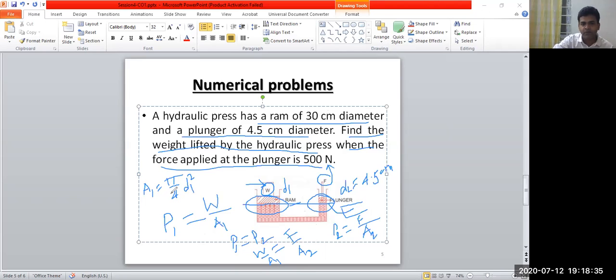Similarly, we can compute A2. A2 equals pi by 4 D2 square, and D2 equals 4.5 centimeter; converting this into meters, D2 is 0.045 meter. In this way you can compute A1 and A2, and F is already given as 500 Newton. So you can compute W easily. W comes as the weight in Newton. So in this way, using Pascal's law, we can solve this numerical problem. So thank you.